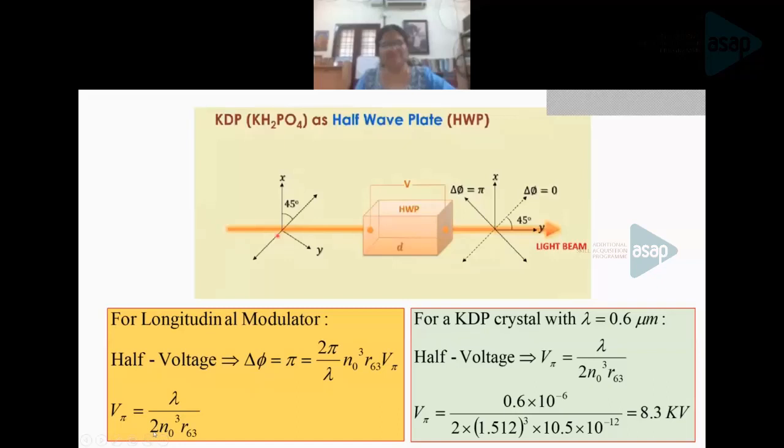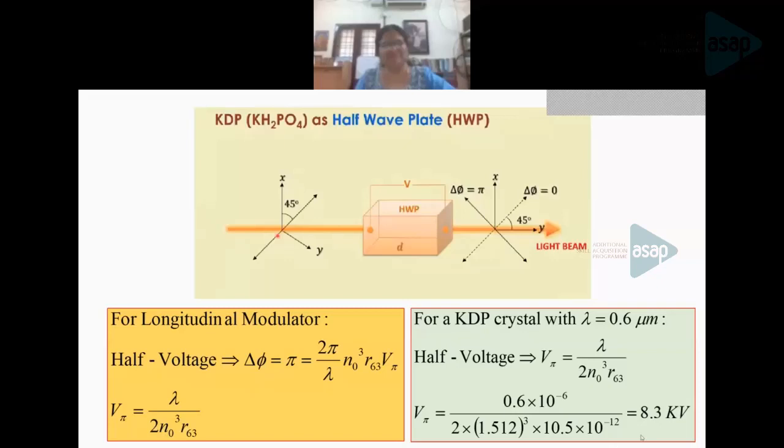You will get 8.3 kilovolt as the induced voltage. You have to remember this value because we will discuss it later. So for the linear electro-optic modulator, the half voltage is 8.3 kilovolt, which is quite high.